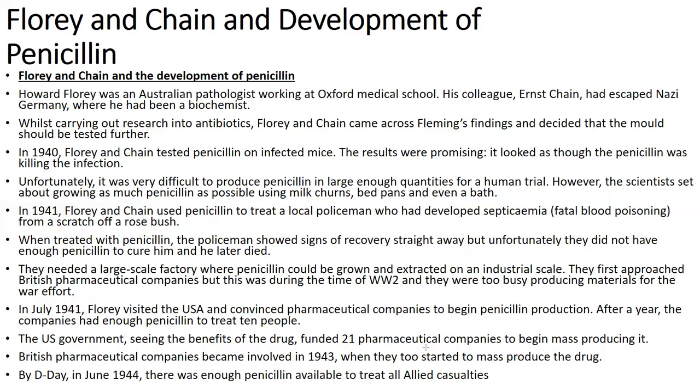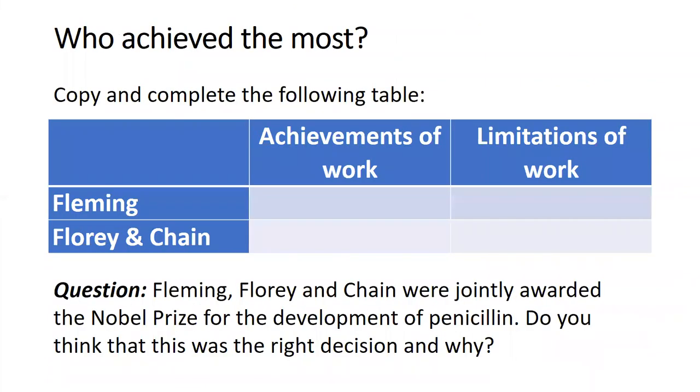So, Florey and Chain's development of penicillin, they did many more things to take on Fleming's work. The thing we've got to question is, without Fleming, would Florey and Chain have had a job? Probably not. So we've got to think. I want you to complete this table. For Fleming, what were the achievements of his work and what were the limitations, what held him back? And then Florey and Chain, what were the achievements of their work and what held them back?